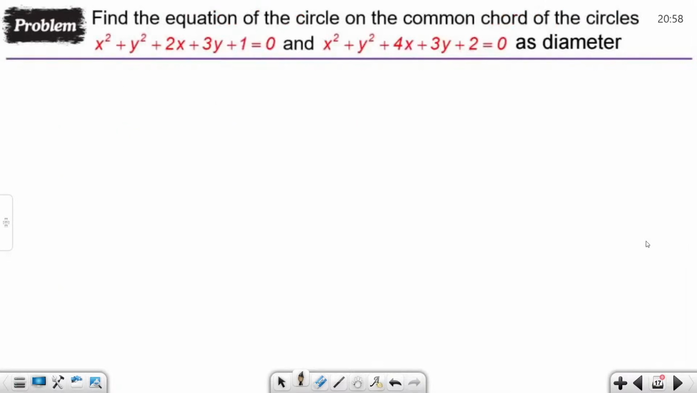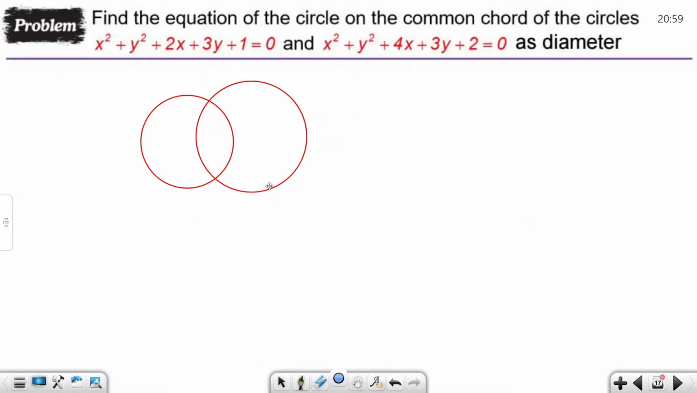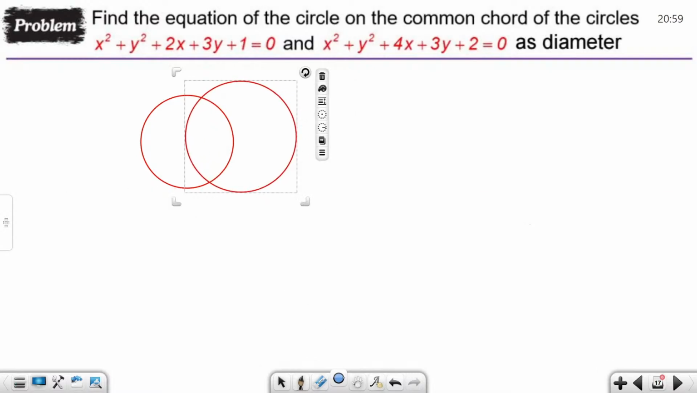See, what is the question? Find the equation of the circle on the common chord of the circles this and this as the diameter. So all you have to do is find out the equation of a circle, and the common chord is, just one second. This is my common chord and let us say it intersects the two circles at A and B. Now AB is the common chord.